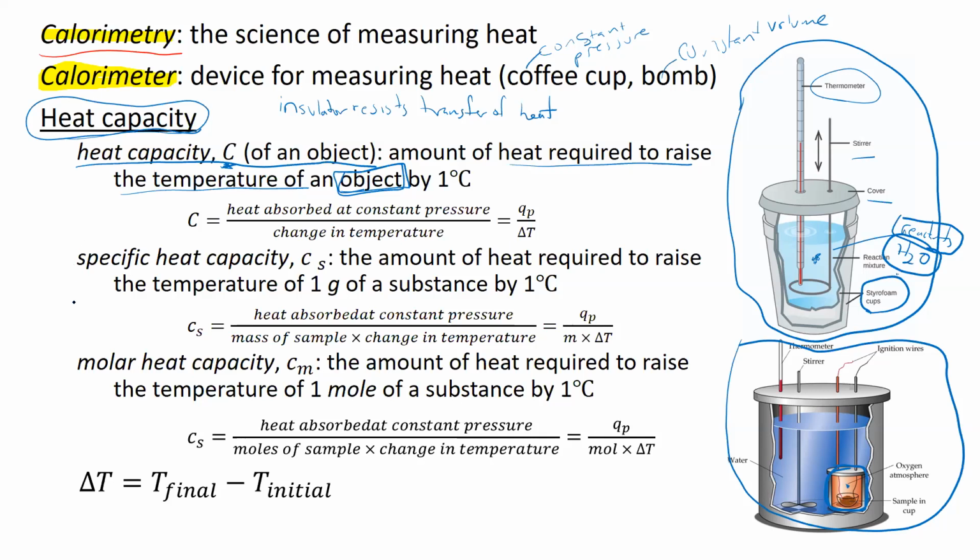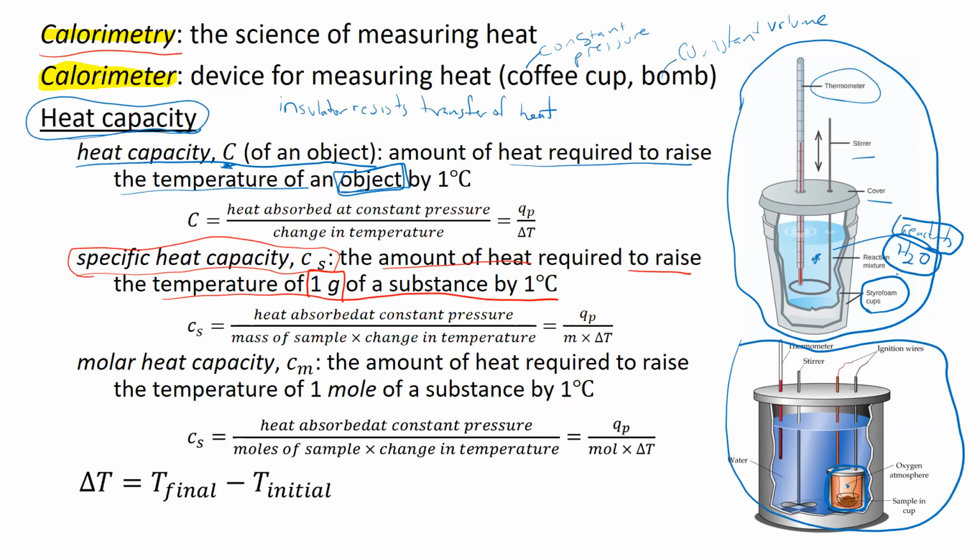And so the next type of heat capacity, and one of the most important heat capacities that we will look at, is going to be the specific heat capacity. So the specific heat capacity, C subscript S, and this is a lowercase c, is the amount of heat required to raise the temperature of 1 gram of a substance by 1 degree Celsius. So now we're saying, if we have 1 gram, it will go up by 1 degree Celsius with a certain amount of heat added, okay?